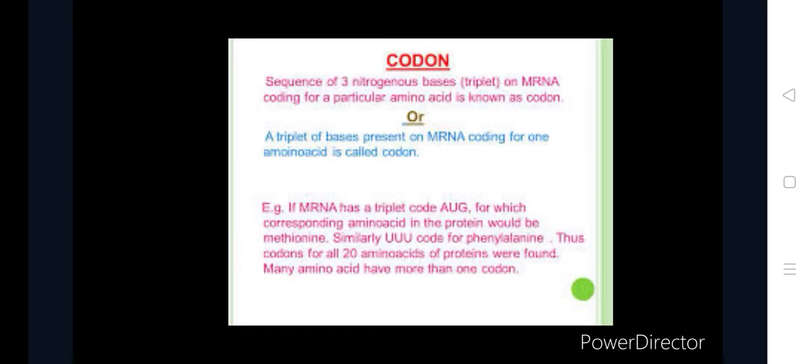When we say codon, it is a sequence of 3 nitrogenous bases, or the triplet on mRNA coding for a particular amino acid. For example, if mRNA has the triplet code AUG, the corresponding amino acid in the protein would be methionine. Similarly, UUU codes for phenylalanine. Thus, codons for all 20 amino acids of protein were found. Many amino acids have more than one codon.